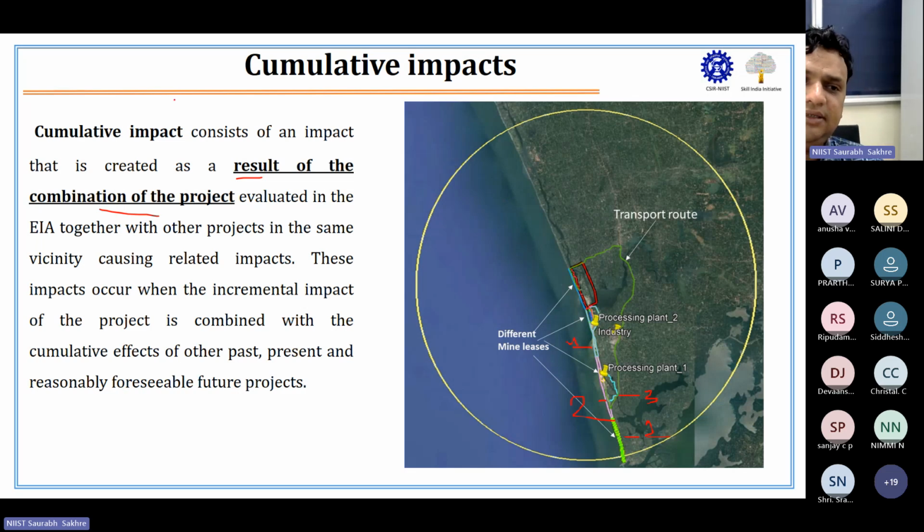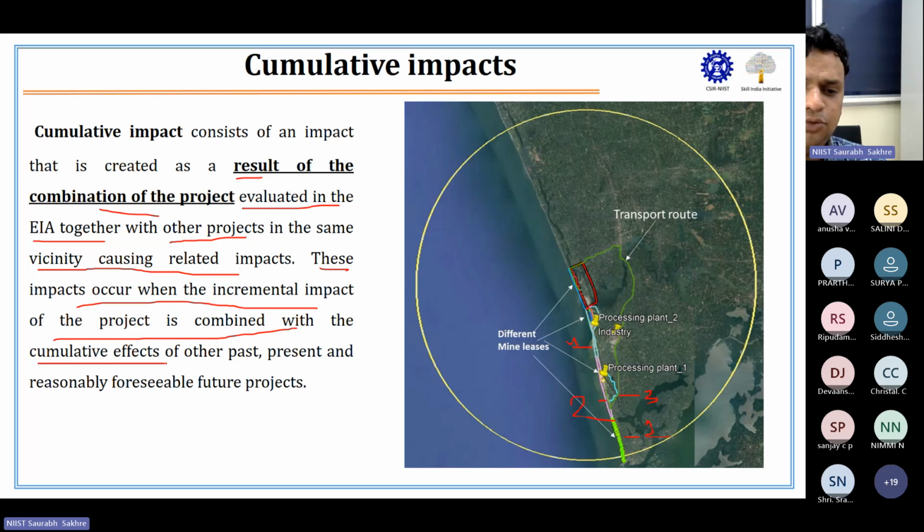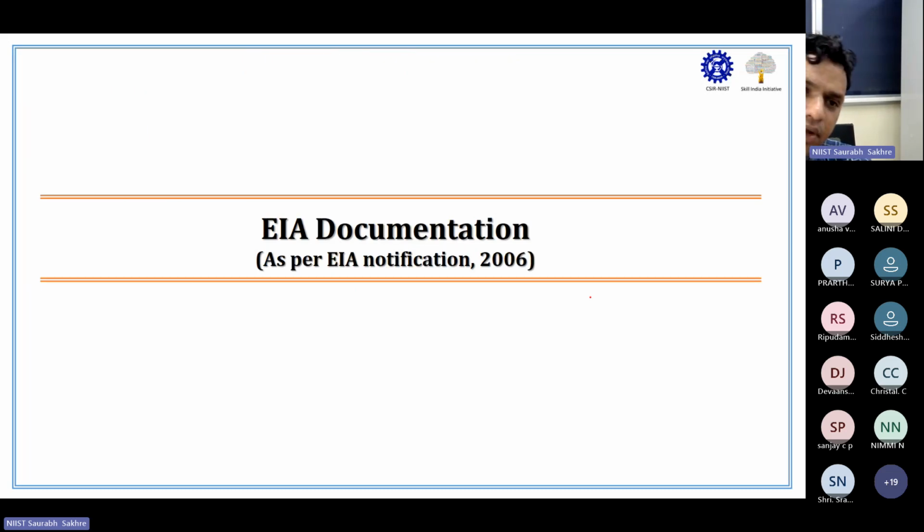So cumulative impact consists of an impact that is created as a result of the combination of the project evaluated in the EIA together with other projects in the same vicinity causing related impact. These impacts occur when the incremental impact of the project is combined with the cumulative effects of other past, present, and reasonably foreseeable future projects. Okay, I hope you got my point. All these mine leases, when operating in tandem, simultaneously, then all the impacts that are there will be called cumulative impacts.